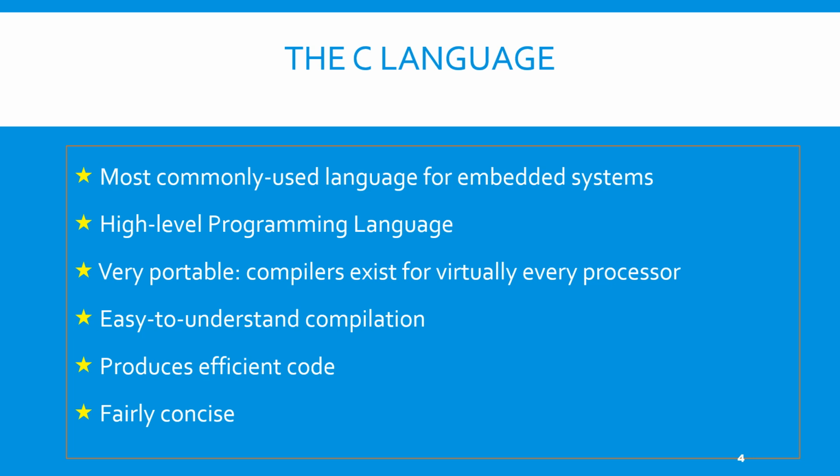The C language is a high-level language. It is very commonly used for embedded system development. It is very portable, which means that almost for all processors, compilers will be available. It has easy to understand compilation, and we can produce efficient code by using the C programming language. Moreover, the program code will be very precise.